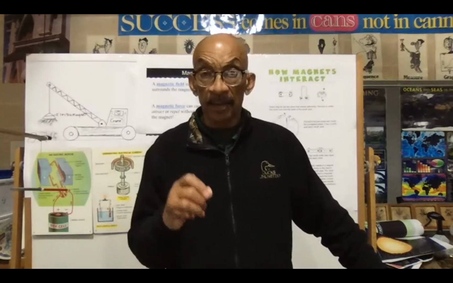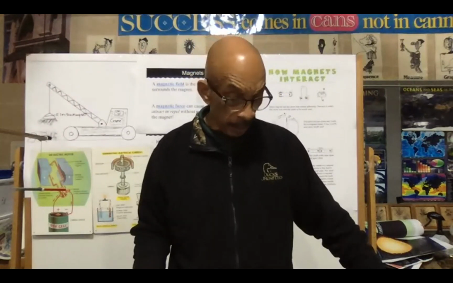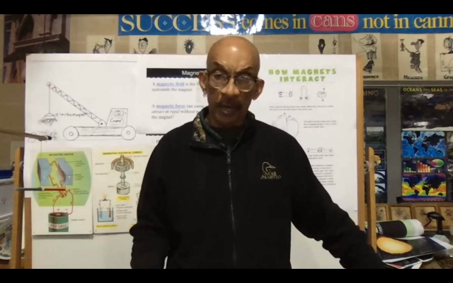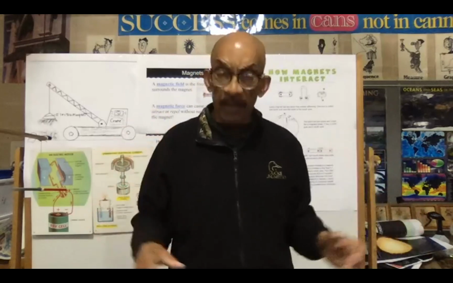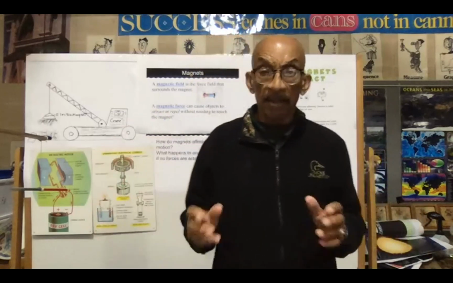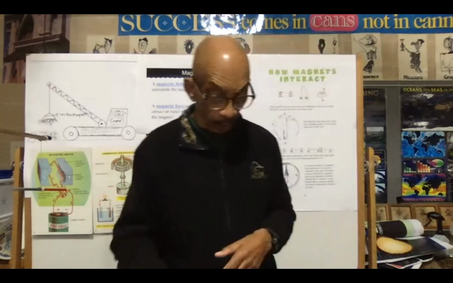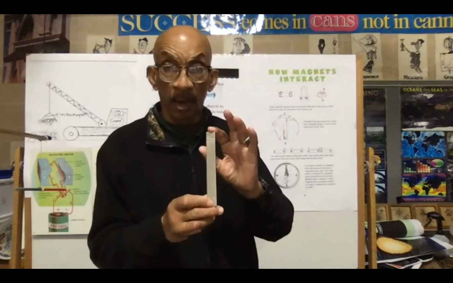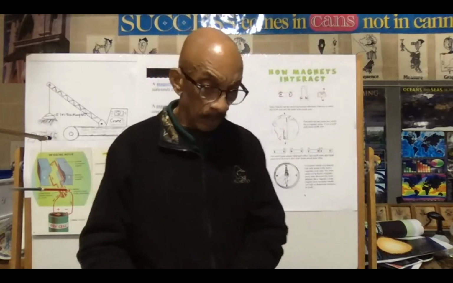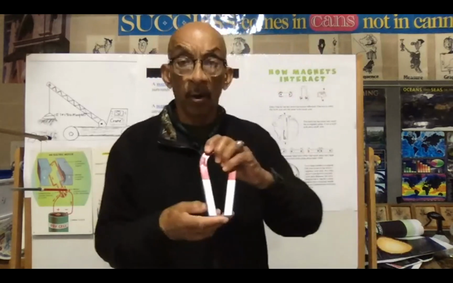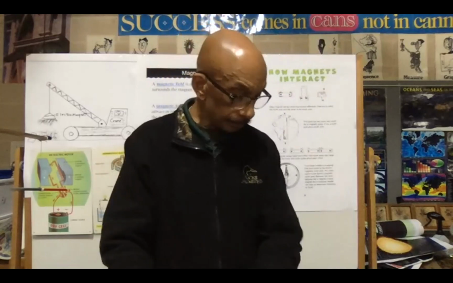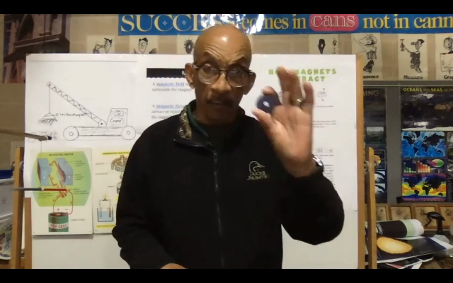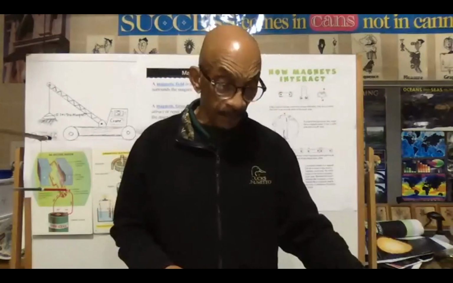Now, magnets come in all different kinds of sizes. We have small ones, we have gigantic ones, and they come in different shapes. Probably the magnets that you're familiar with are like the ones I'm going to show you. For example, a bar magnet, a horseshoe magnet, and maybe a ring magnet. Now, they do come in different shapes.